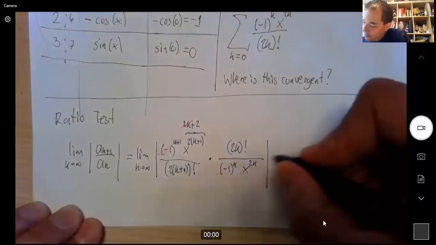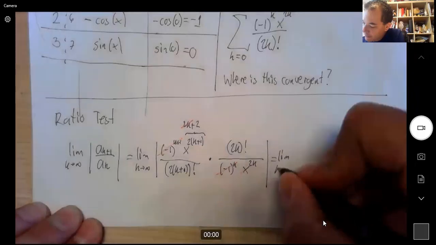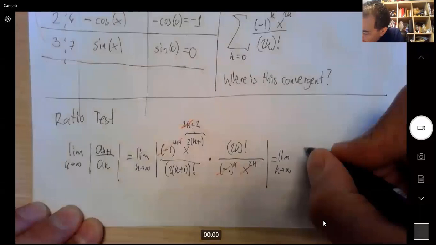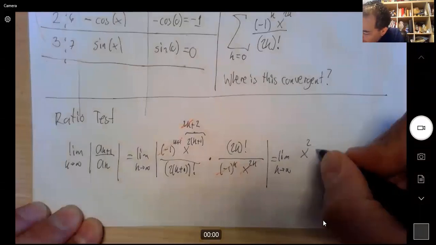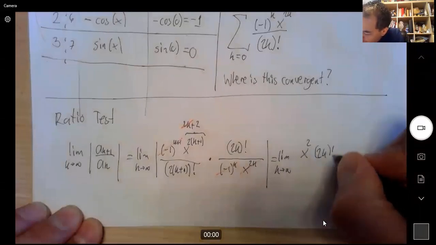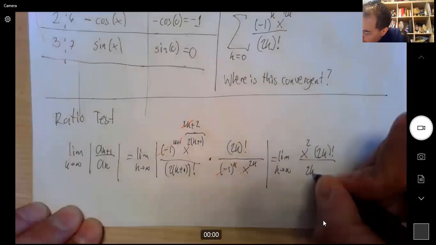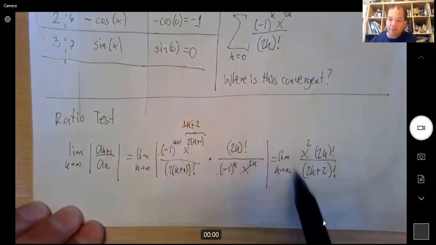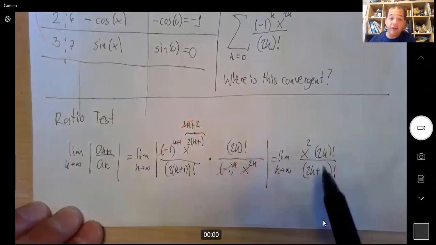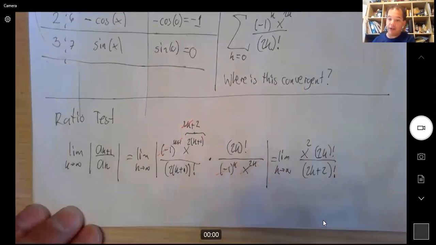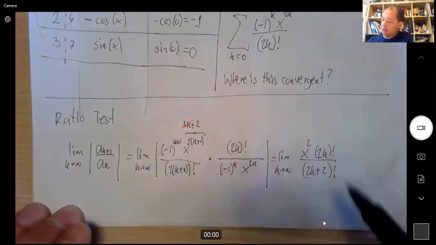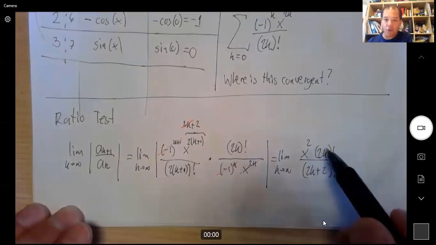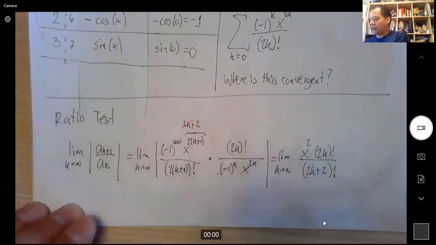All right, so what do we get? We get x squared times 2k factorial divided by 2k plus 2 factorial. Notice that I removed the absolute value bars because everything here is positive. X squared is positive. It doesn't require absolute value bars. All right? Great. So all we need to do is do this limit. And to do that, we should simplify this quotient of factorials first. So let's do that.